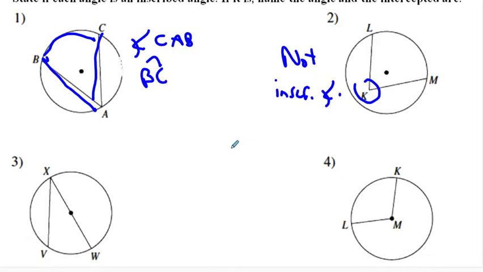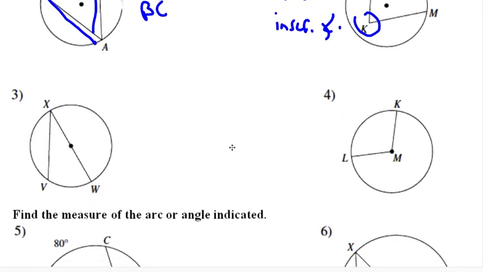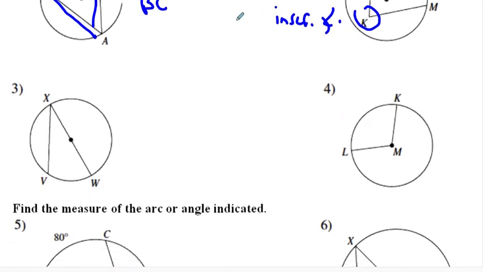Easy. Now, XW, they're trying to fool you here. XW, if you look at it, is a diameter because it passes through the center, but a diameter is still a chord, so indeed angle VXW, or WXV, doesn't matter, right? Which subtends arc VW, or intercepts arc VW, would be the inscribed angle and intercepted arc.